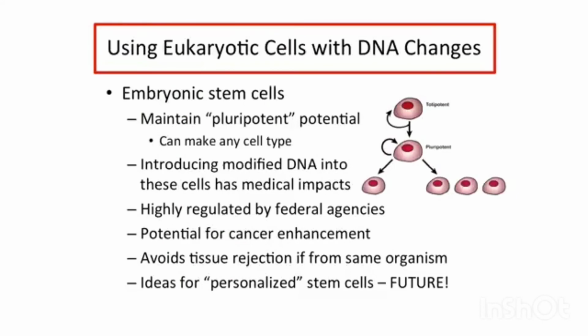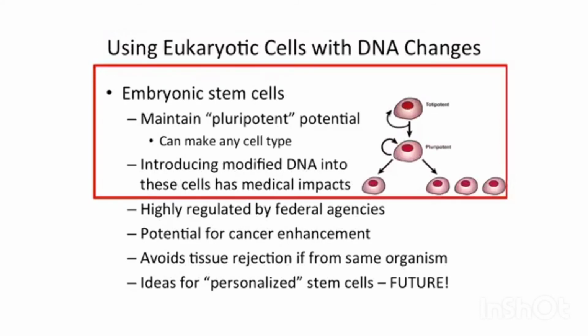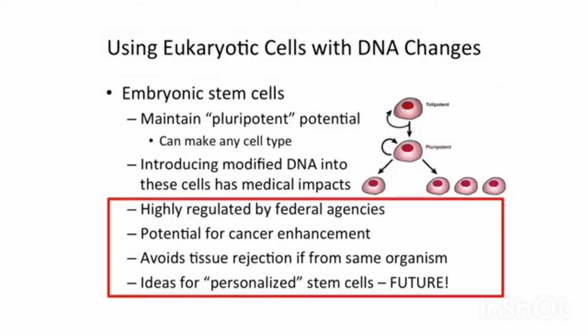But one of the aspirations in this area focuses on eukaryotic stem cells, where the ability of these cells to form any other type of cell indicates that a permanent change would be possible using these cells. Introducing modified DNA into these cells could provide relief for many medical conditions. This process is highly regulated by federal agencies, and prior impacts have included the development of cancer.